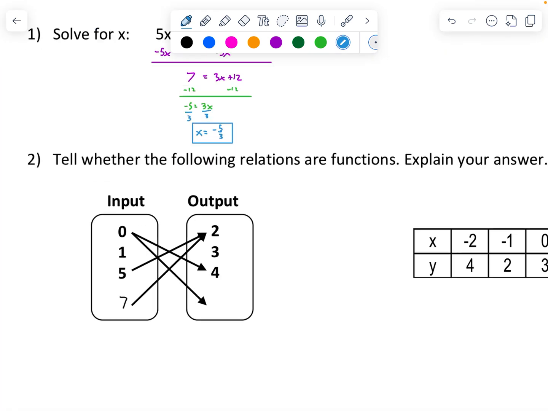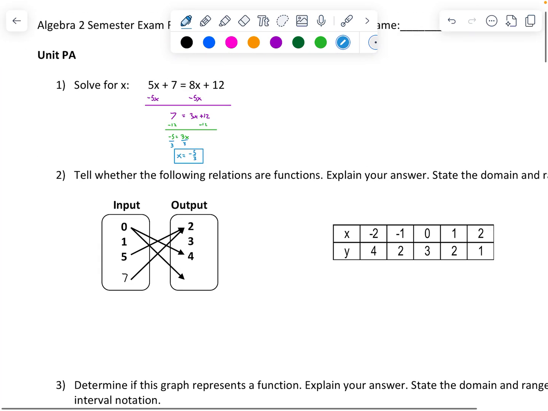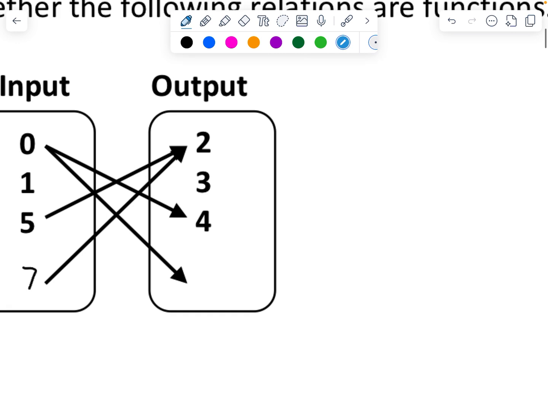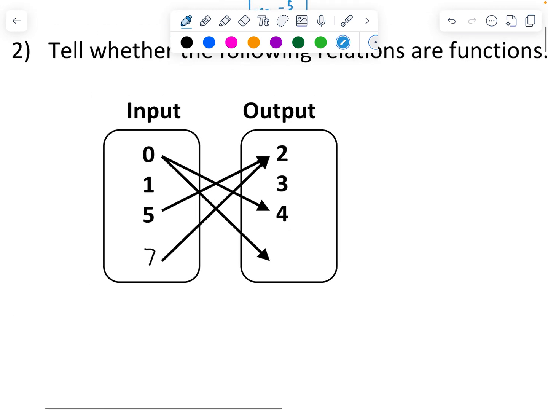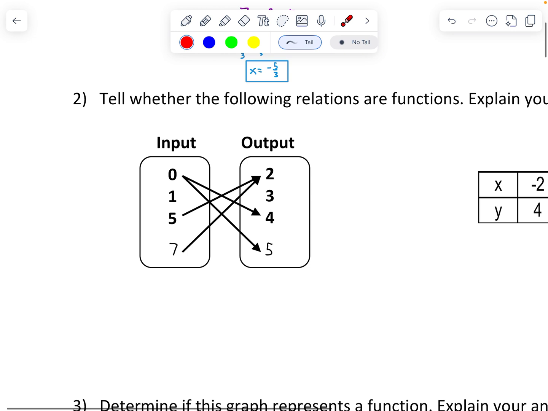Number 2, tell whether the following relations are functions. Explain your answers. State the domain and range. So is this a function? Well, we have a single input here that has two different outputs. Sorry, that's supposed to be a 5. Don't know what happened to that. So that makes it not a function by definition. So therefore, it's not a function.